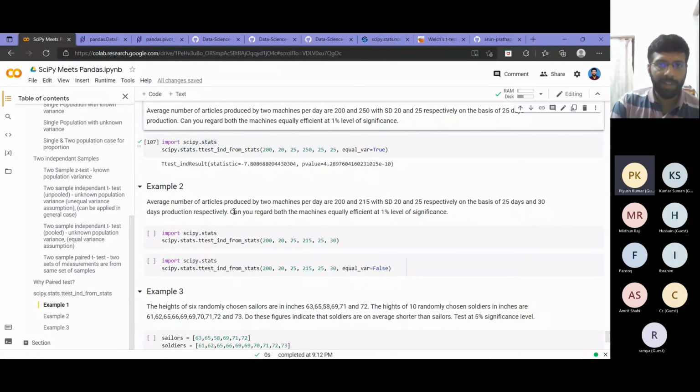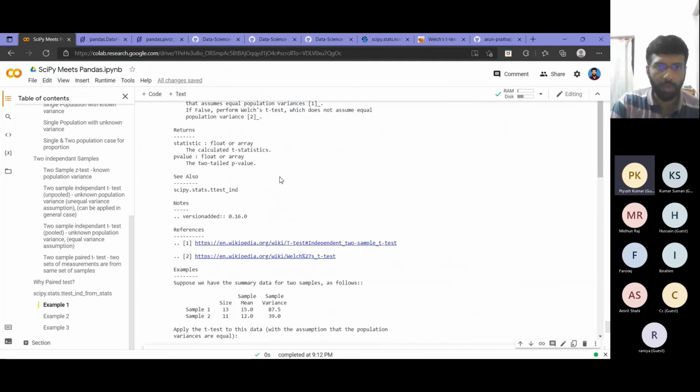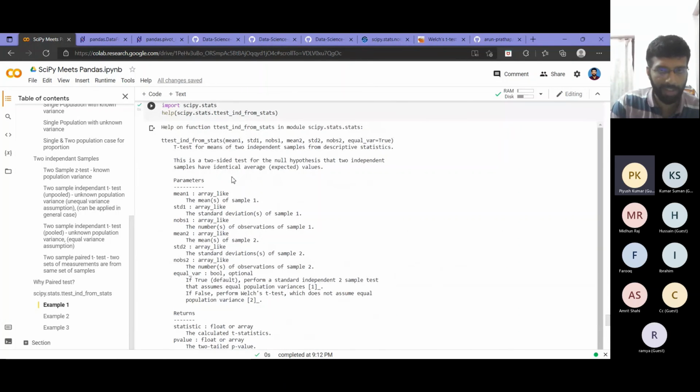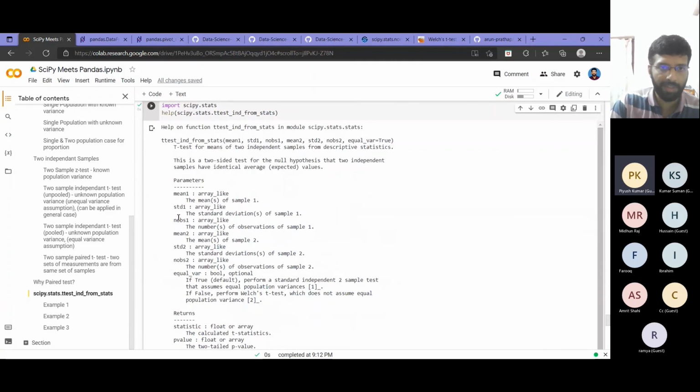So each question I will read, and I will just see how I can put that in a problem. The t-test inputs are two populations. It is taking mean one, standard deviation of the first, number of observations in the first. Similarly, mean, standard deviation and number of observations in the second case. And equal variance is equal to true. So if I want a pooled test, I will keep that as such. If I want an unpooled case, I will pass equal var equal to false. So you just remember this: mean, standard deviation, number of observations, 1 followed by 2.